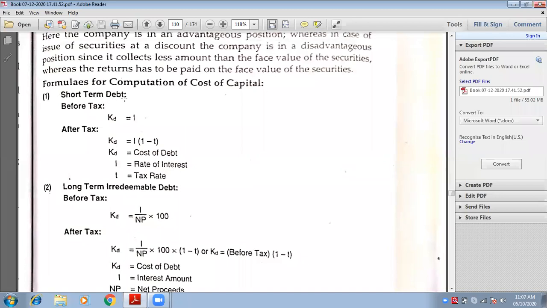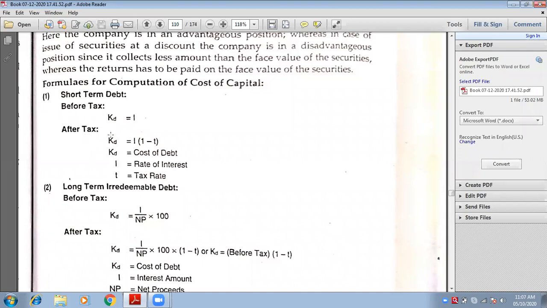Short term debt. The first one is short term debt. I hope you understand now what debt means. Debt means borrowed funds, those borrowed funds which are invested for short term. Now we have two different types here, before tax and after tax.